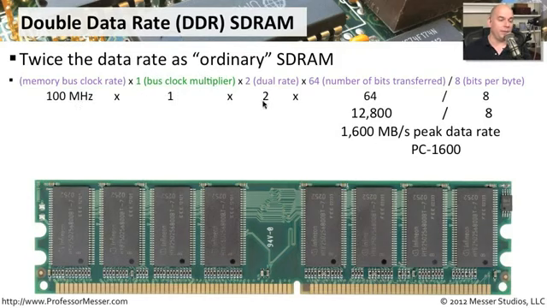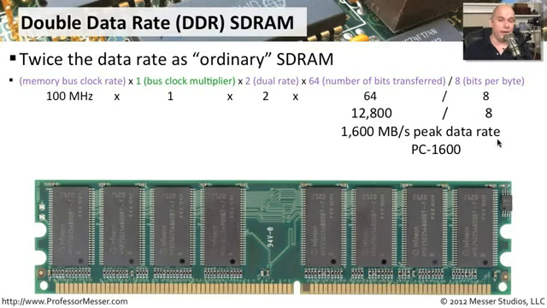This is a dual rate memory, so we'd multiply it by 2, and then we'd multiply it by 64 to represent the number of bits that you can transfer in a single cycle. And of course, we wanted that represented as bytes, so we would divide it by the number of bits per byte. And that gives us this calculation of 12,800 divided by 8, which meant the total peak data rate for a 100 megahertz bus clock rate was 1,600 megabytes per second as a peak data rate.